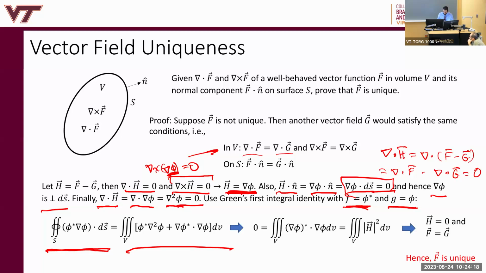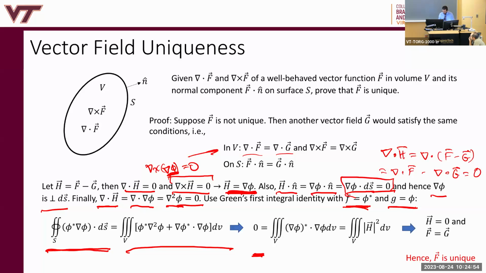Why is the left-hand side zero? So what do we know about the gradient of phi and ds? Yes, the gradient of phi is orthogonal to ds. That's one thing we derived based on the construction of the problem. So the left side is 0.